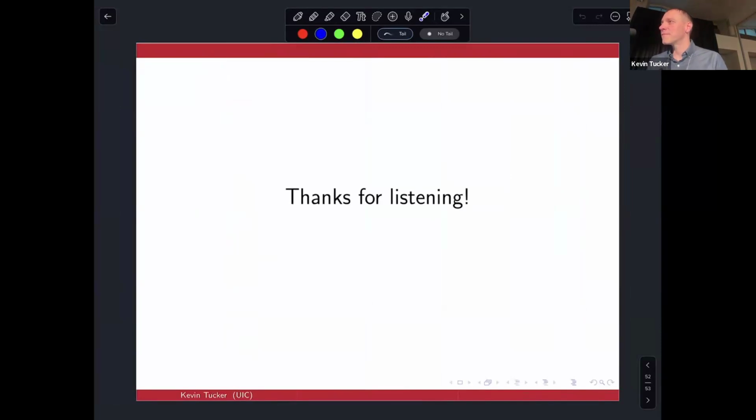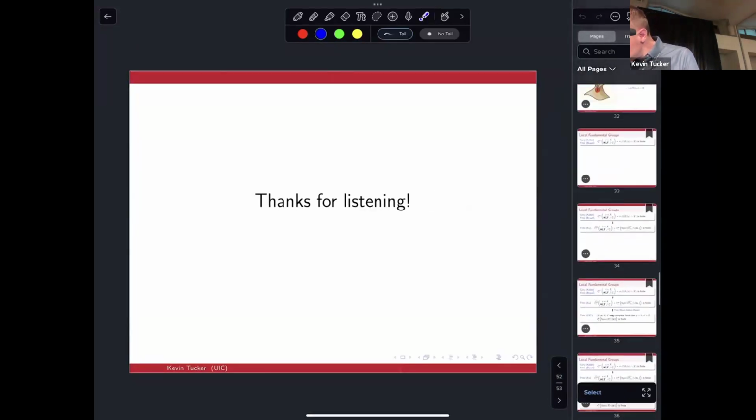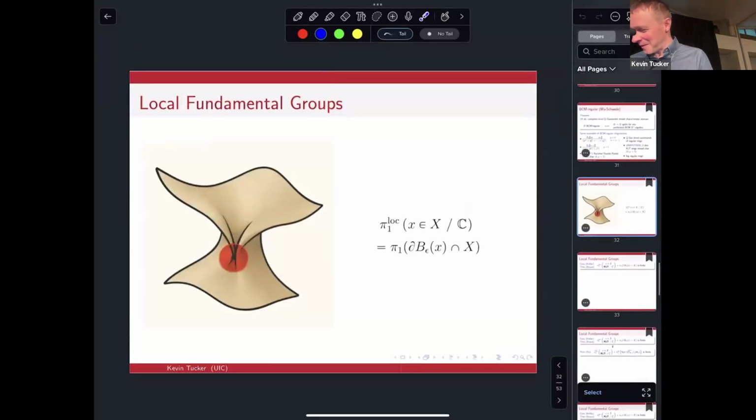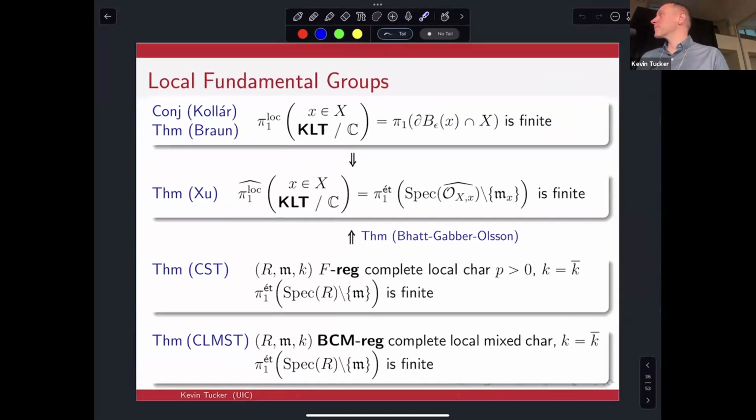Could you please go to the local fundamental group slide? So the full force of Pollard's conjecture, we strongly favor, this is not known. I'm not sure I know how to formulate it. I'm not in a setting where I have a good version of the local fundamental group. I just know how to algebraically define the local étale fundamental group.